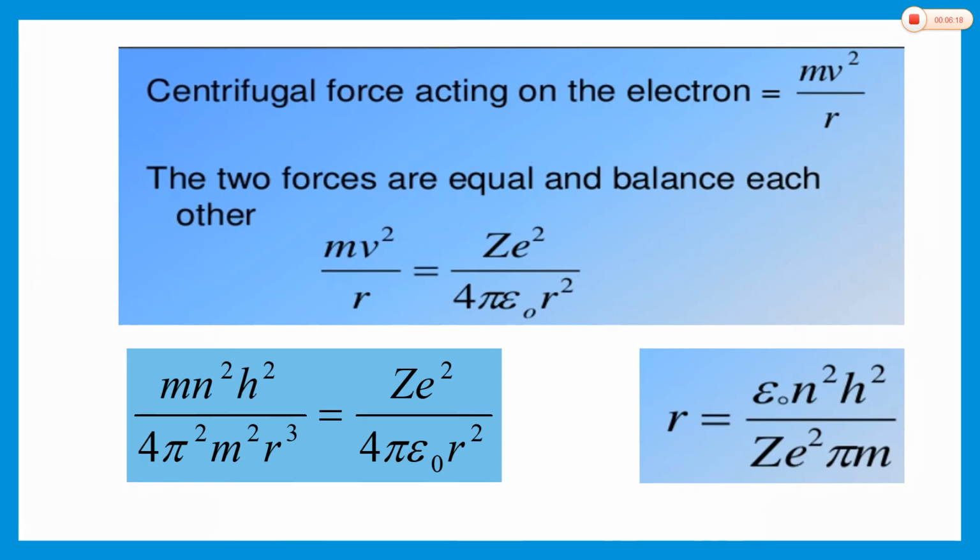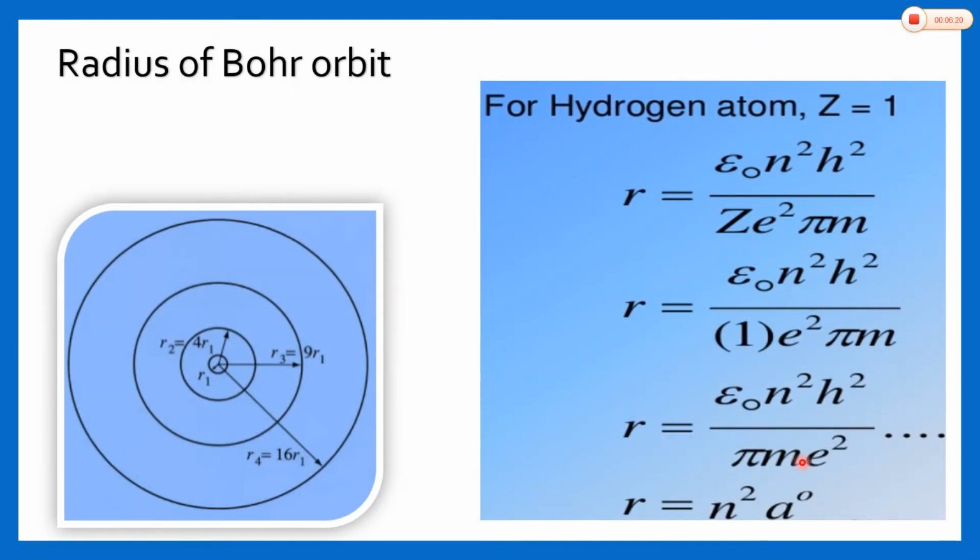Now we can obtain the equation for the radius of different orbits. As we know, r is equal to epsilon 0 n square h square upon z e square pi m. For hydrogen atom, you know the atomic number z is equal to 1 because hydrogen has only one proton. So we can put the value of z is equal to 1. We get this equation: epsilon 0 n square h square upon pi m e square. This is now the equation for hydrogen atom.